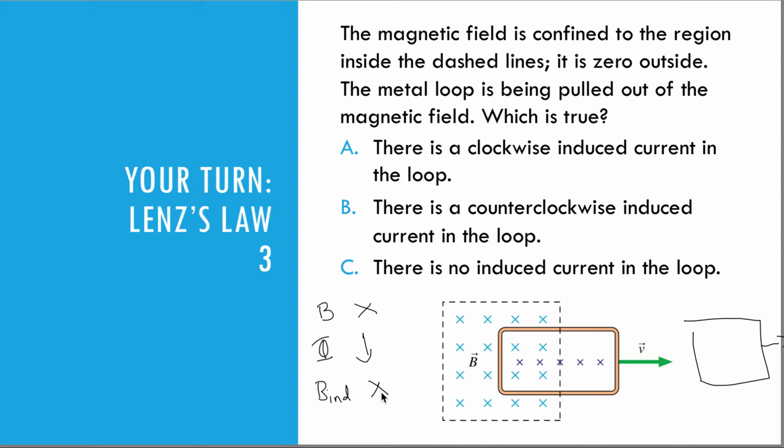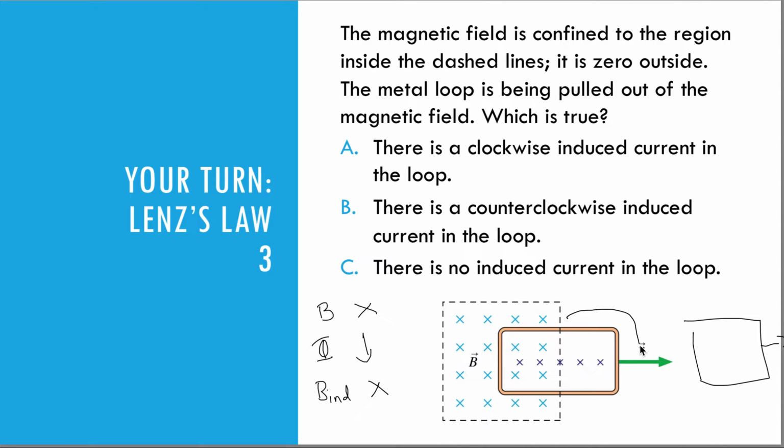Lenz's law tells us that the induced field wants to oppose the original change in flux. The flux was decreasing, so the induced field wants to point the same direction so that it increases the flux. So now we have to figure out which way the current direction is that produces a field into the page. The field is the thumb, and the fingers fold in the direction of the current.